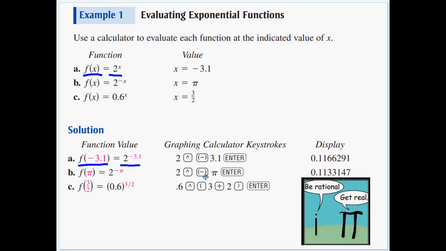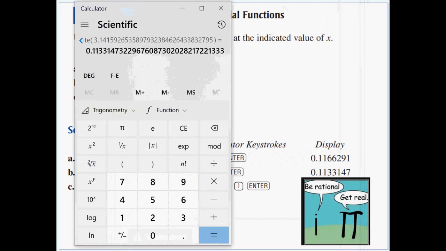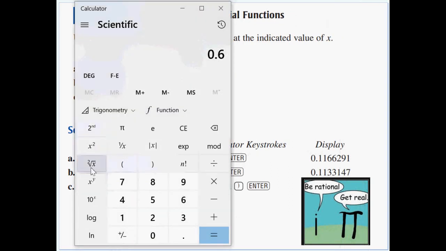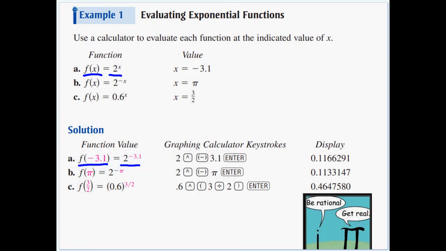Up next is 0.6 to the 3/2 power. Now, instead of doing the 3 divided by 2 there in parentheses, 3/2 is a nice easy one to turn into a decimal. That's just 1.5. So 0.6 to the 1.5 power, 0.6, x to the y. 1.5 is our exponent. 0.4647. And there it is. Again, the calculators in class will have different keystrokes, and we can do some of those for practice.